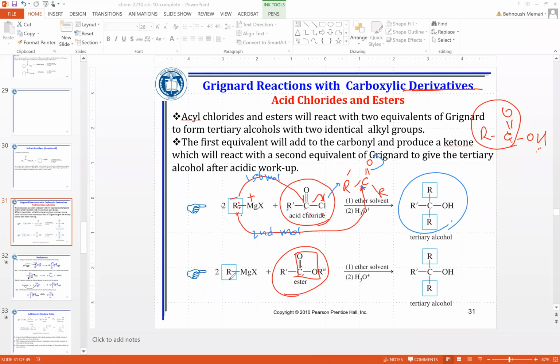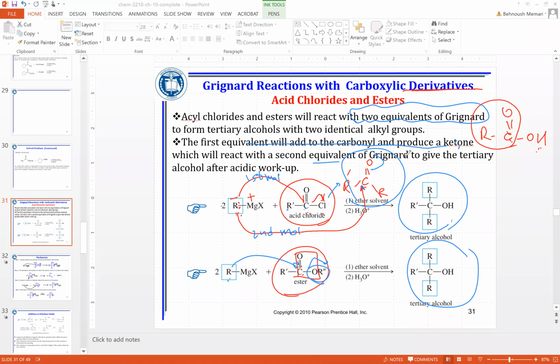Same thing for ester. When the first Grignard comes in, OR is not the best leaving group, but it is a leaving group. It's not hydrogen, it's not an R group, or oxygen by itself. It's OR, protonated like an alcohol, so it can leave. So when the first mole of R group comes in, OR would leave, and similar to this, it's going to give you a ketone. Then the second mole of Grignard with the ketone would give you a tertiary alcohol. So acid chloride and esters with 2 equivalents of the Grignard would give you a tertiary alcohol. The first equivalent will add to the carbonyl group and produce a ketone, and the second equivalent of Grignard would add to the ketone and give you a tertiary alcohol.